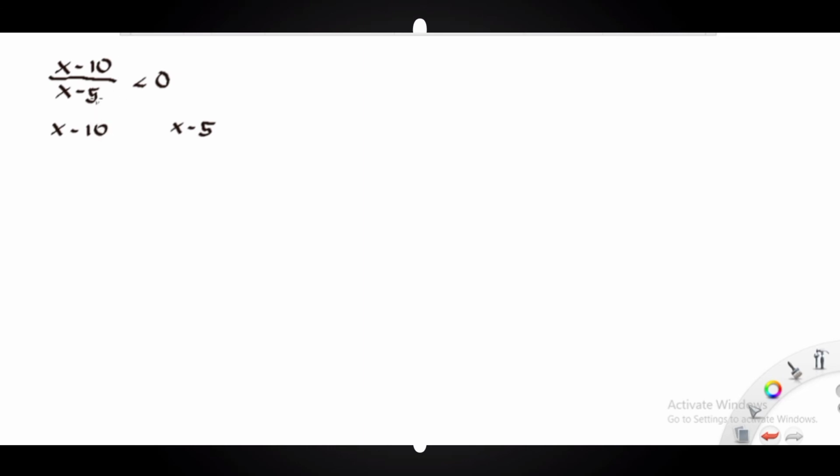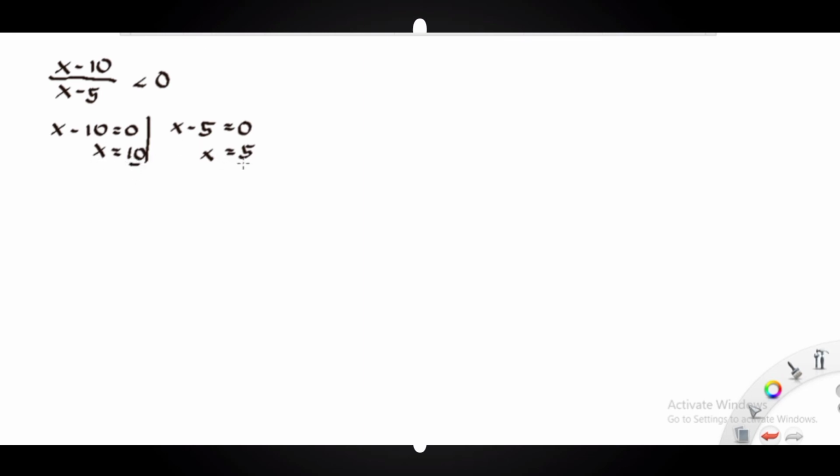And then, we have to write this as equation. So, gagawin natin silang equals 0. So, ito naman ay x minus 5 equals 0. Solve for x, unahin natin ito. So, this will become x equals 10. So, we applied addition property of equality. At dito naman, this will be written as x equals 5. So, the same addition property of equality.